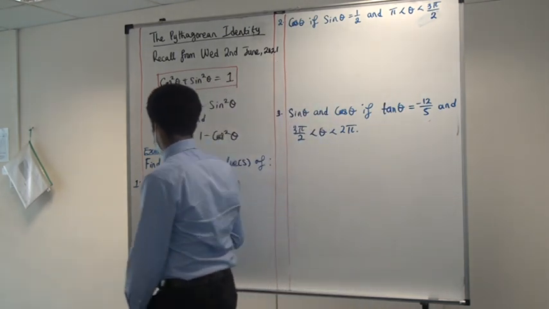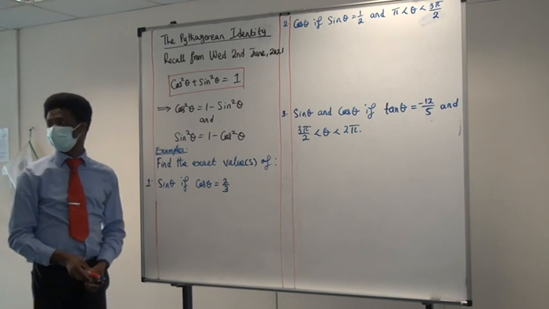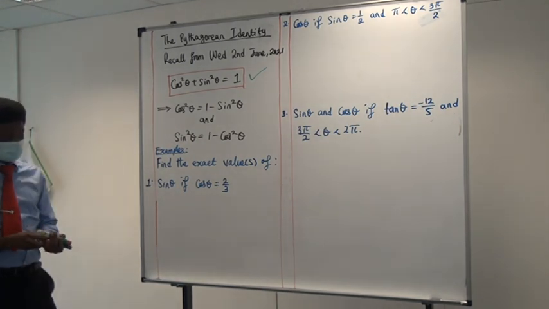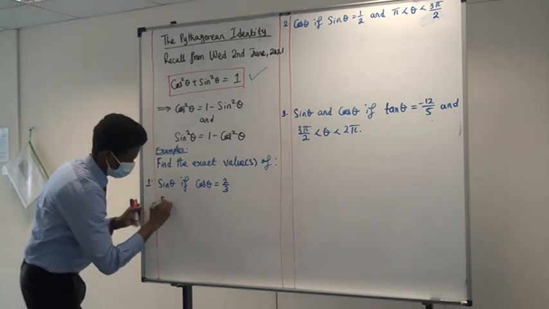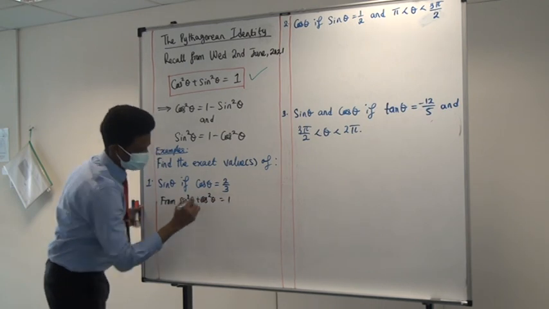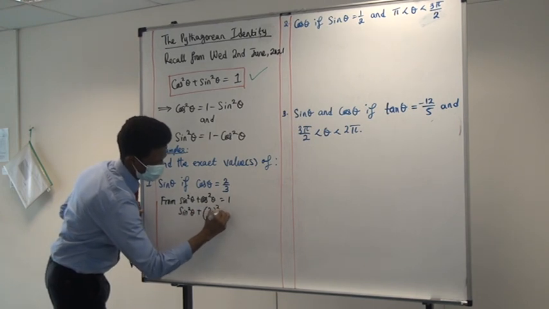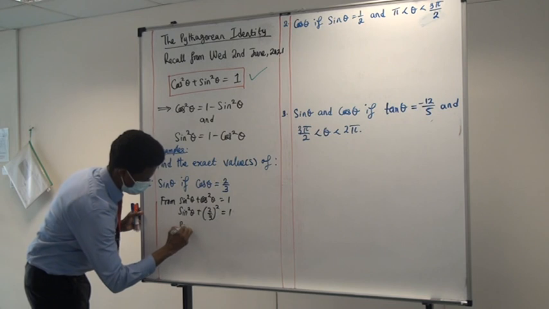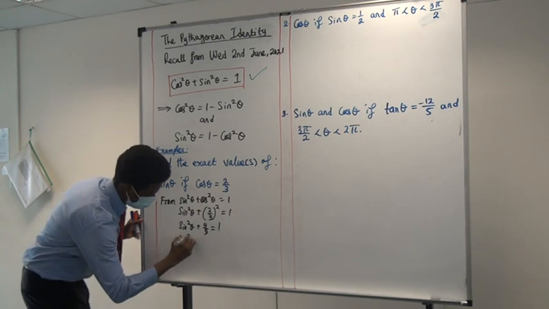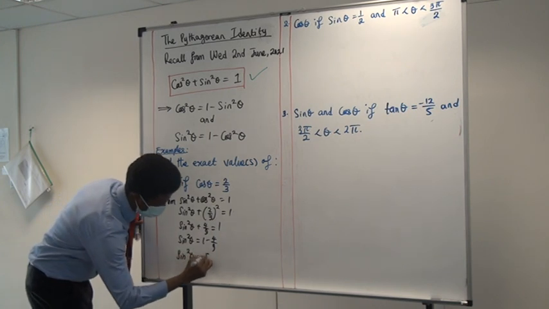But first of all, you want to find the exact values of sine theta, given that cos theta is equal to 2 over 3. So all you have to remember is the identity. If you quote the identity, sine squared theta plus cos squared theta is equal to 1, you substitute: sine squared theta plus 2 over 3 squared is equal to 1. So sine squared theta plus 4 over 9 is equal to 1. Then sine squared theta is 1 minus 4 over 9, which means sine squared theta is equal to 5 over 9.